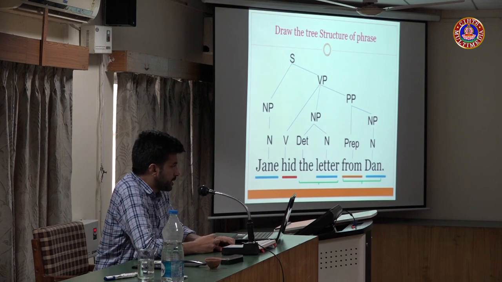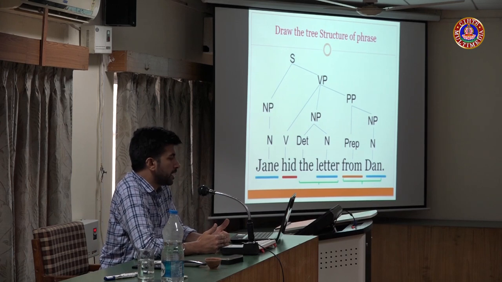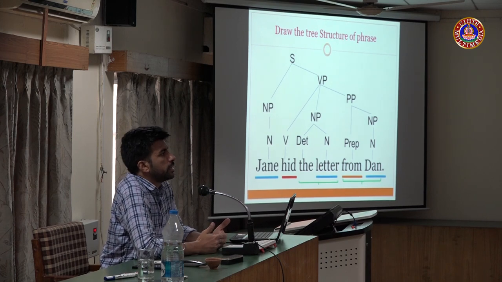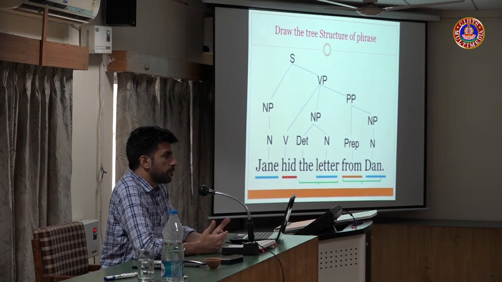For example, Jane hid the letter from Dan. Now this looks complex. First of all, from Dan is your prepositional phrase. The letter is your noun phrase. Hid the letter from Dan is the verb phrase. Because the sentence begins with the main head noun, it's a noun phrase, having verb phrases, another noun phrase, prepositional phrase, etc.